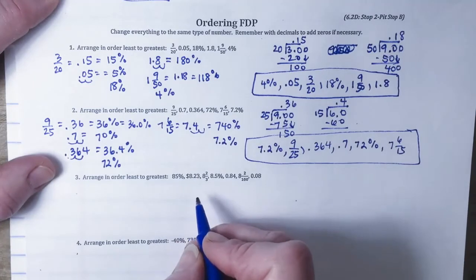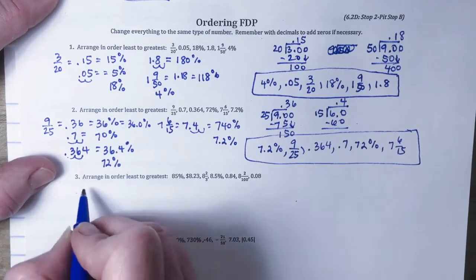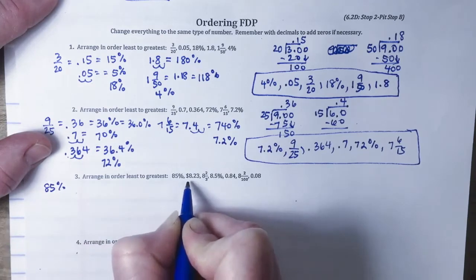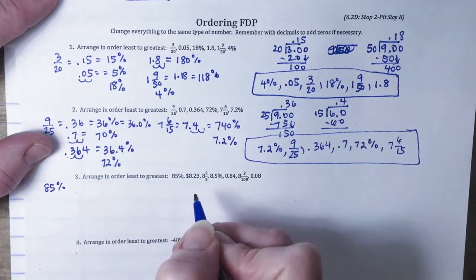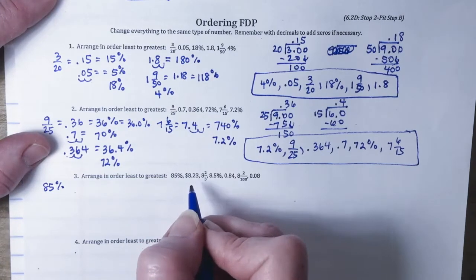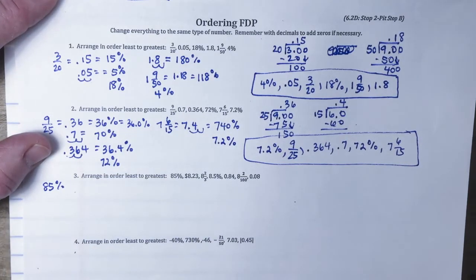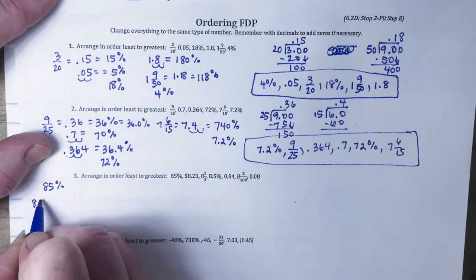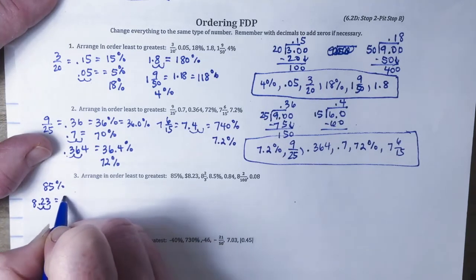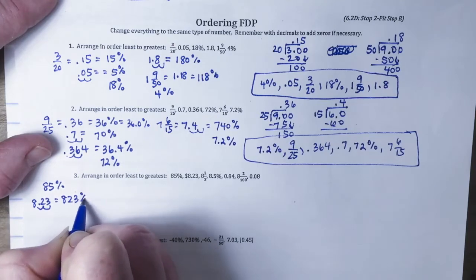All right, and here's another example. 85%, that's already a percent, so I don't need to change anything. This one is $8.23, so it's just another way to write a decimal, but I can still change it to a percent. So I'm starting with 8.23. To change it to a percent, I move it over 2 places. So this is 823%.